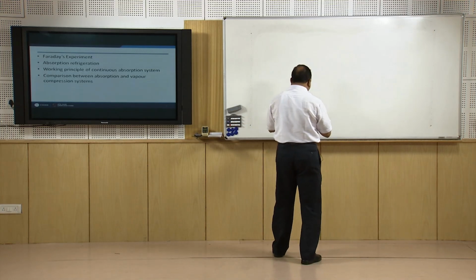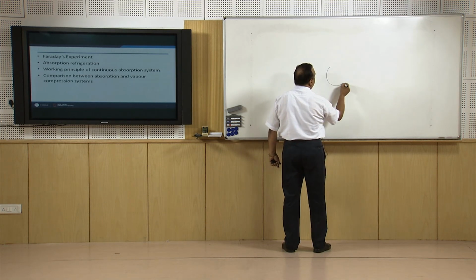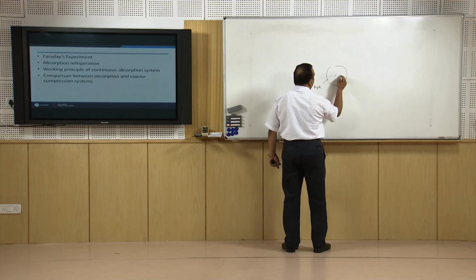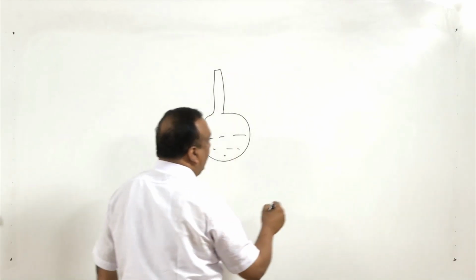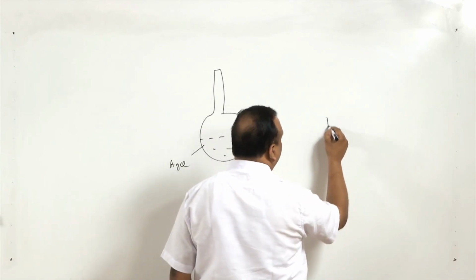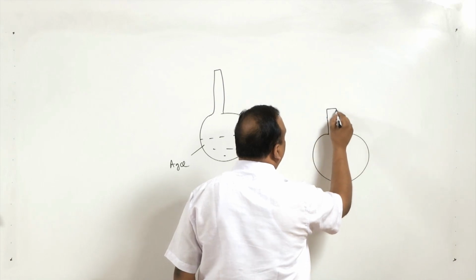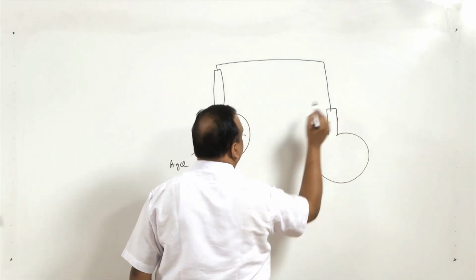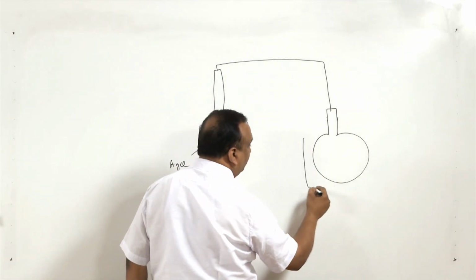So, in one of his experiments, he took silver chloride powder, AgCl powder, in one flask, and he took another flask, created a vacuum, and connected these two flasks. And this flask was placed in a pool of water.